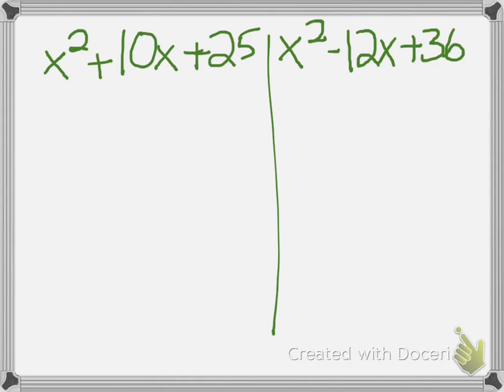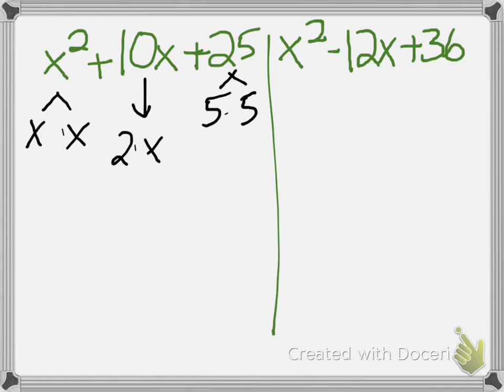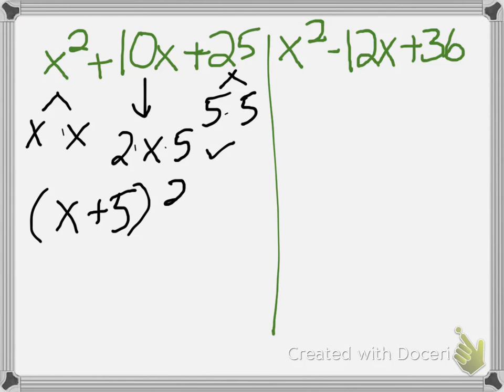There's a trinomial, and that's a perfect square, that's a perfect square, and this middle term is 2 times your first term times your second term. That is a 10x. We're good. So that means this is an x plus 5 squared.